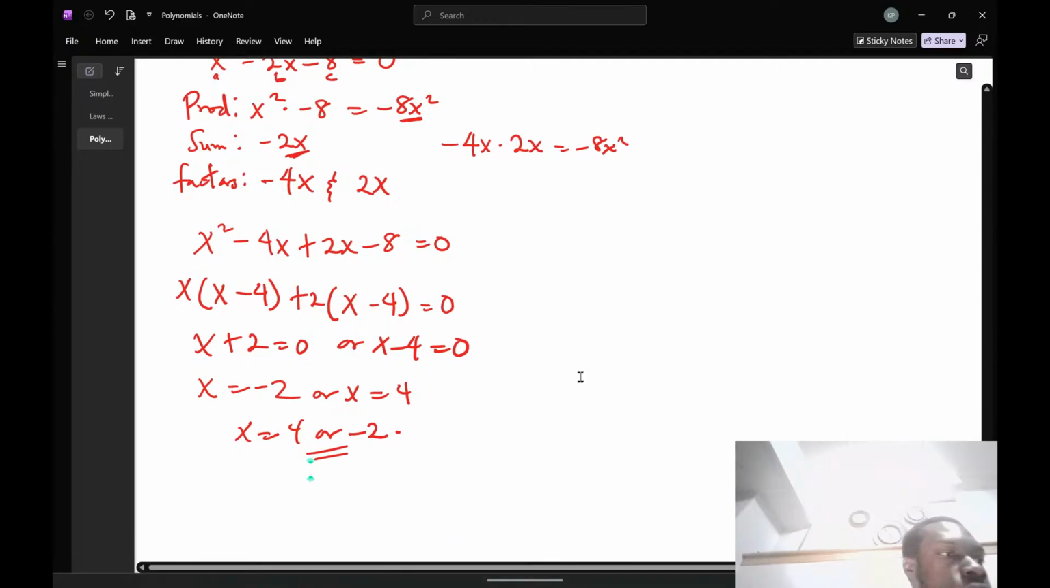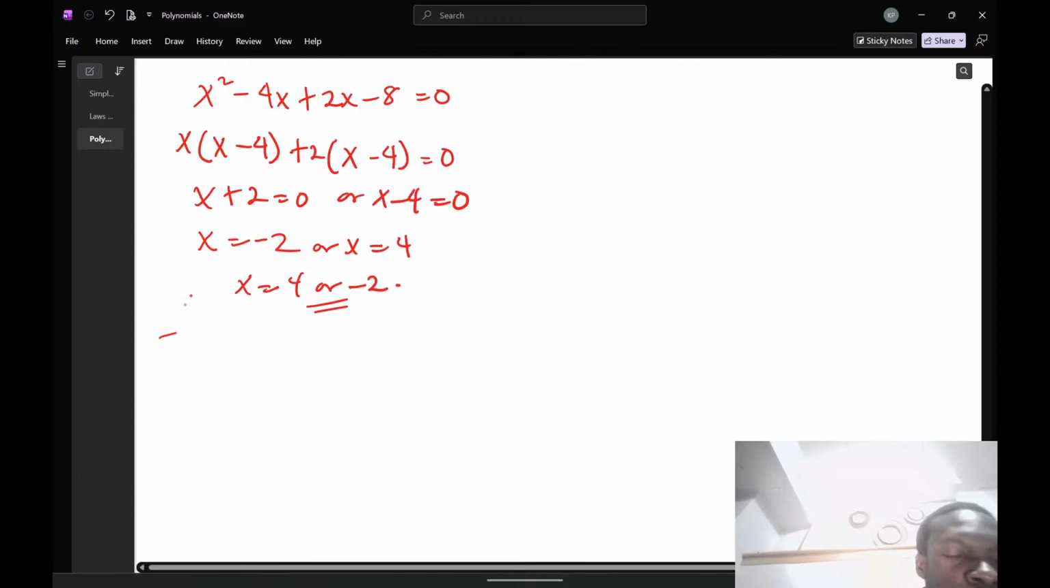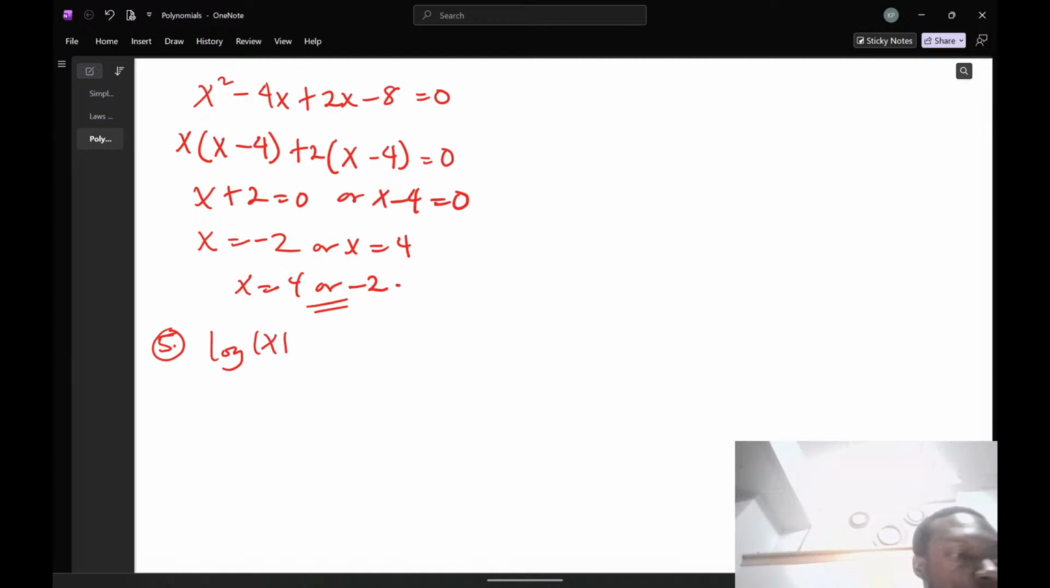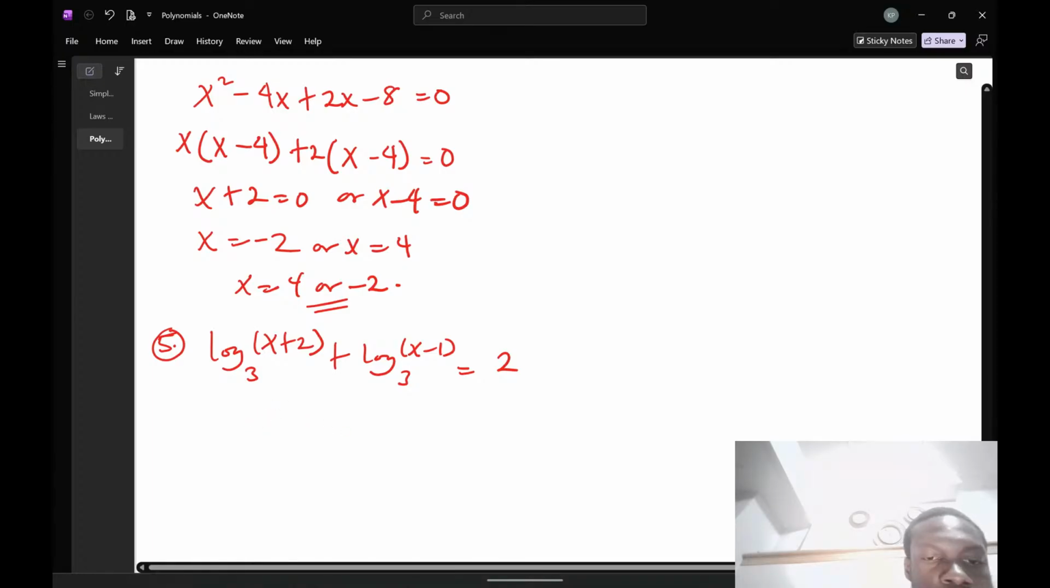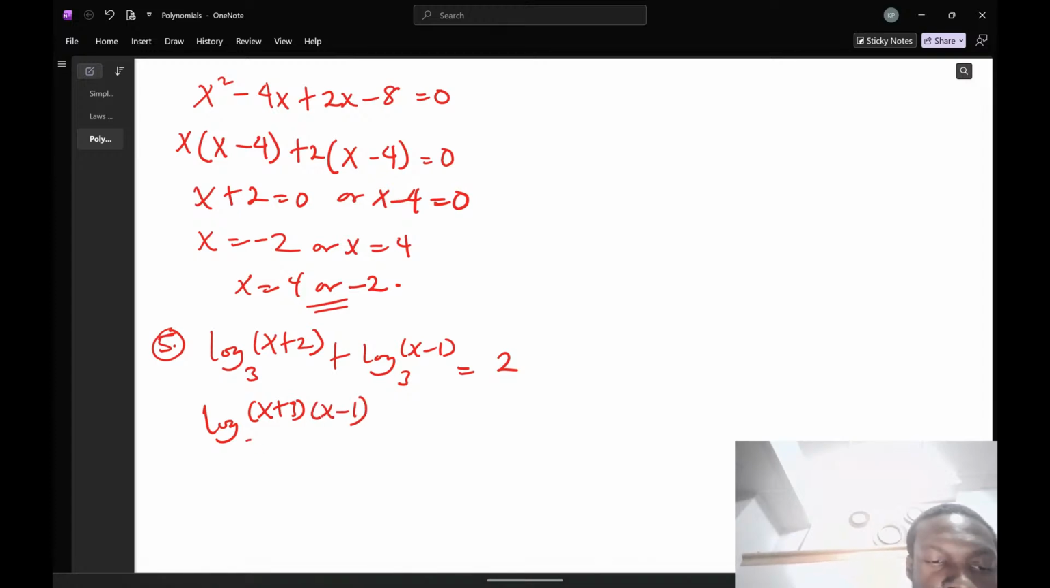Another example we can do, number 5. I want to draw another example on product rule again. So we have log x plus 2 base 3 plus log x minus 1 base 3 is equals to 2. Okay, so now let's use product rule. So if we use the product rule, it will be log x plus 3 times x minus 1 base 3 is equals to 2.